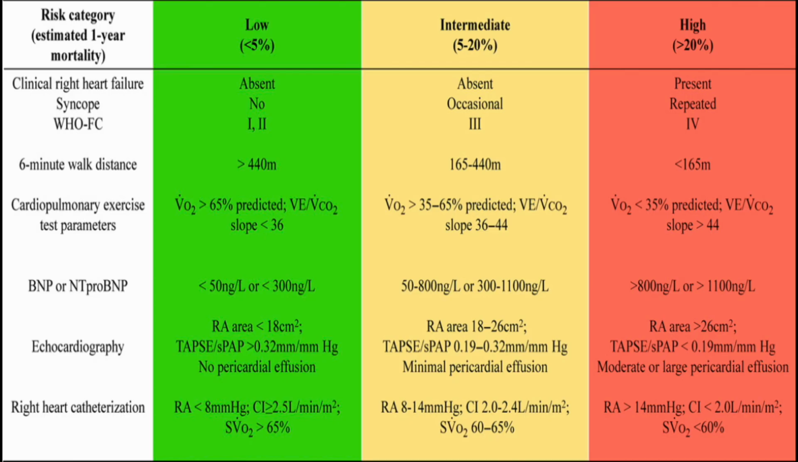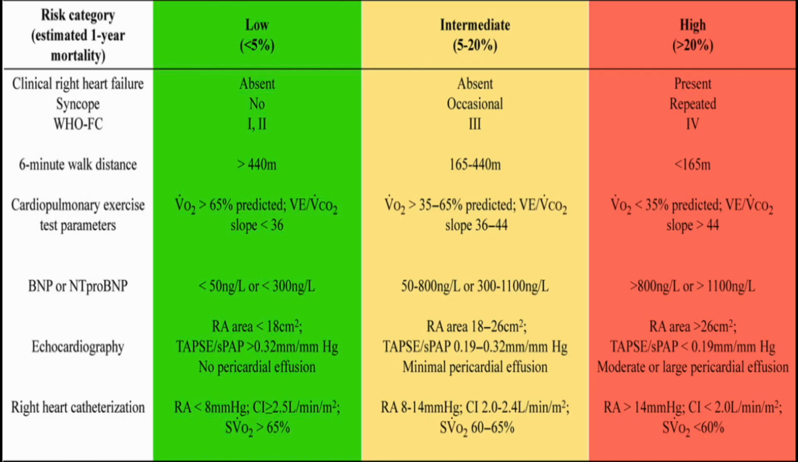In intermediate risk, you will find around 5 to 20% 1-year mortality. Here right heart failure is present but occasional. The functional class is 3. The 6-minute walk distance comes down to 165 to 440 meters and the other parameters are reduced. In high risk, where the risk of mortality is more than 20% in 1 year, you have repeated right heart failures. The functional class is 4. You have a 6-minute walk distance of less than 165 meters, and all the other parameters are affected. So use this tool at diagnosis and at follow-up to guide PH therapy.